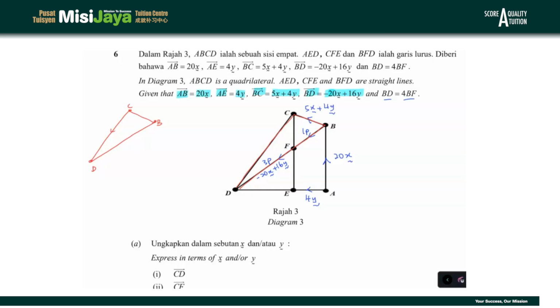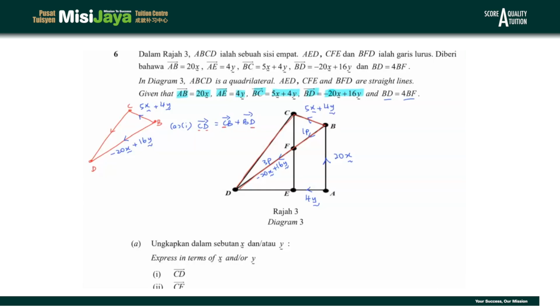What is given is here, which is 5x plus 4y, and this is also given as negative 20x plus 16y. We have to show our working on how to get CD. For question A1, to find CD is CB plus BD. Just to double check, CD must start with C and end at D.